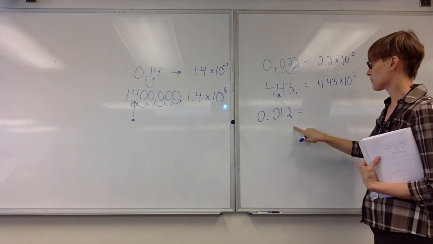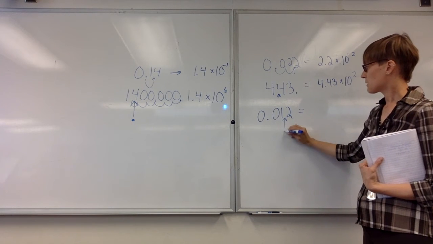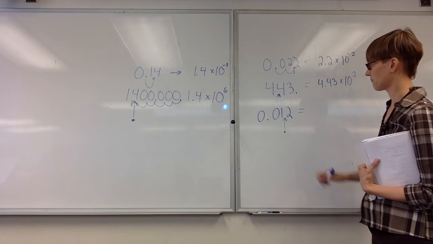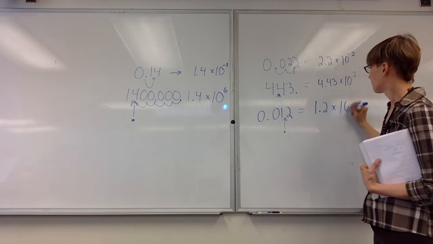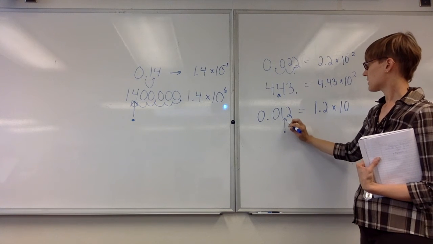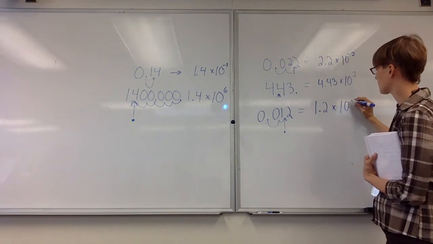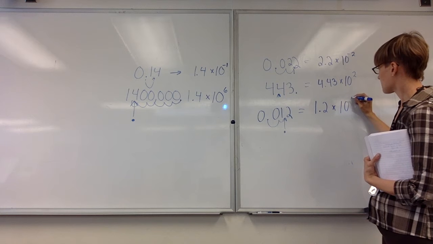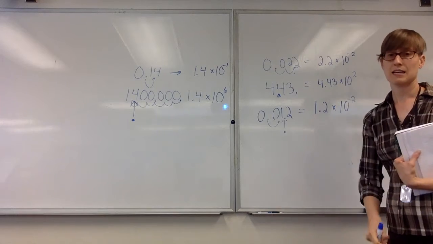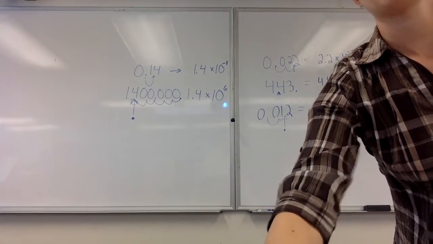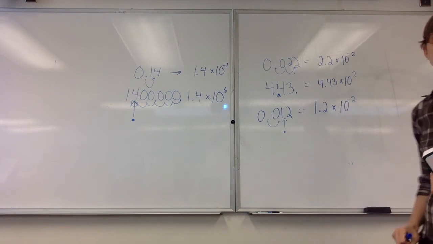Lastly, I have this number here. I want 1 digit in front of my decimal, so my new decimal is going to go between the 1 and the 2. If I write that out, 1.2 times 10, my exponent then is going to have to go 2 places because I had to move 2 places to get to my new location for my decimal. So it's 2, and since this number was less than 1 to begin with, I'm going to make that a negative 2. So 1.2 times 10 to the negative 2.